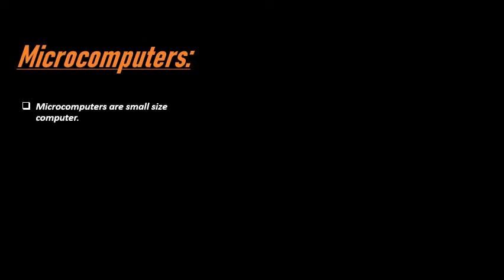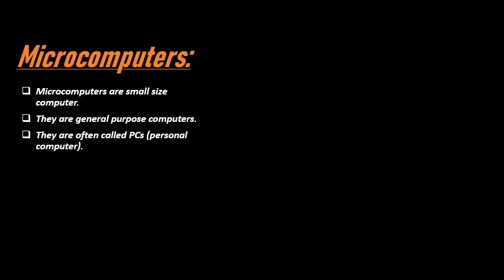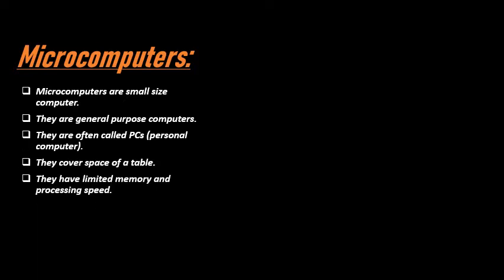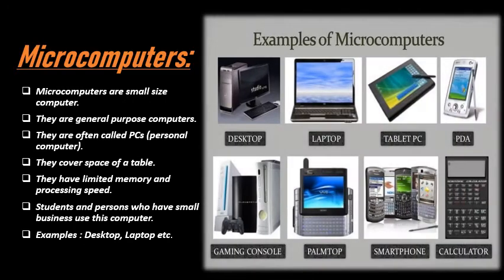The first type of computer according to size is microcomputers. Microcomputers are small size computers. They are general purpose computers, often called PCs or personal computers. They cover the space of a table. They have limited memory and processing speed. Students and persons who have small businesses use this computer, and the examples are desktops and laptops. Here are some examples of microcomputers, and they are all smaller in size.